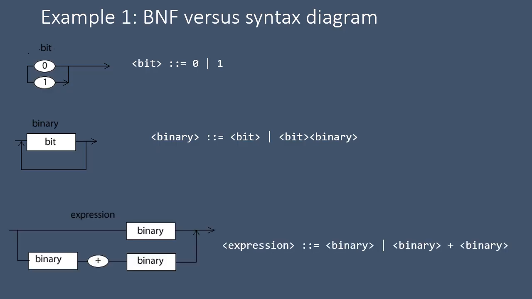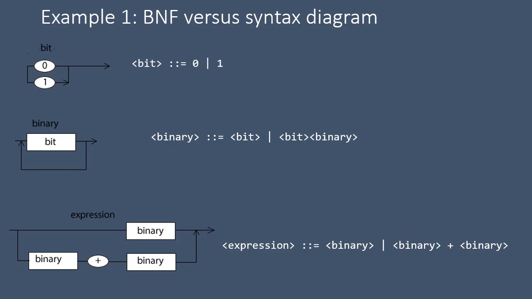And then we have a slightly more complex one to define the expression, where we have two alternative paths here. So we have the top path, the binary path, and in parallel we have the binary plus binary. So the top one here will allow us to generate just a single binary number. The bottom will allow us to generate an expression that allows us to add two binary numbers together.